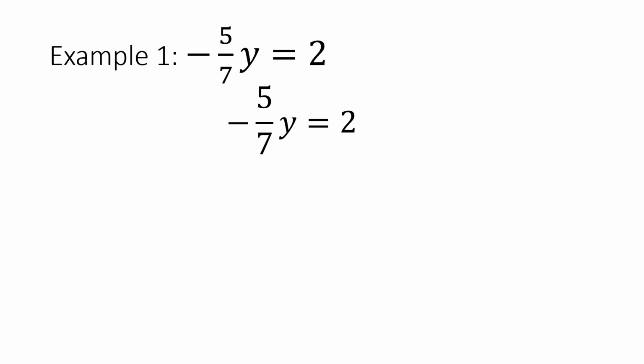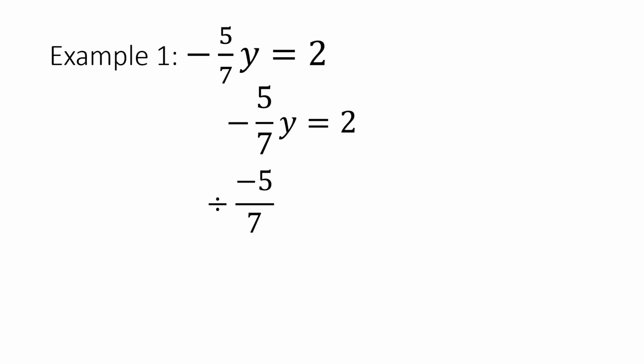Since they are attached, that means that negative 5 over 7 is being multiplied by the y. To undo multiplication, we want to divide. So what we do to one side of the equation, we must do to the other side of the equation. So we're going to divide both sides by the number that's attached to the variable y, which is negative 5 over 7.